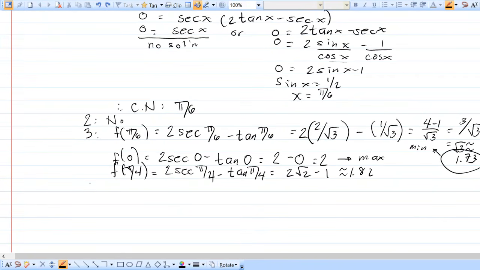Okay. So, step 4 last is to compare the values and conclude. So, conclusion natin, ito yung pinakamataas. So, therefore, we have an absolute max at x equals 0. And we have an absolute minimum at x equals pi over 6. And that's it. Yan na yung ating absolute extrema. So, absolute max at x equals 0 and absolute min at x equals pi over 6. So, sana pareho tayo ng nakuhang values.